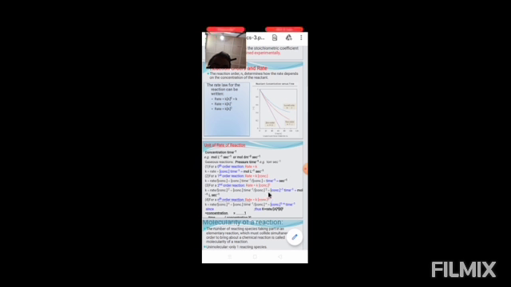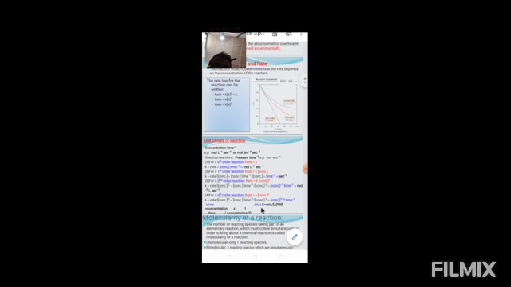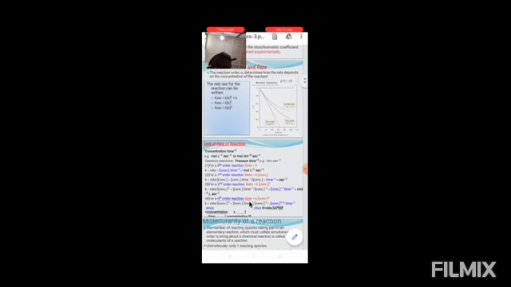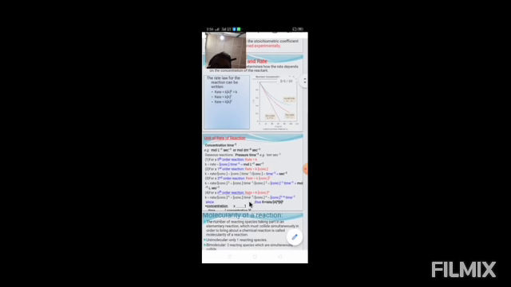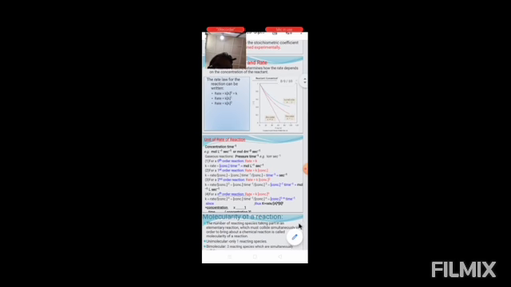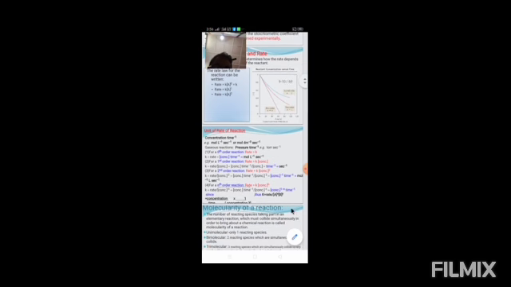For the nth order, rate equals K concentration to the power n. So if you find K, it is rate by concentration to the power n. If you cancel one concentration, you will get concentration to the power 1 minus n, per time. Thus, like this, we need to find the unit of the rate constant for different orders of reactions.